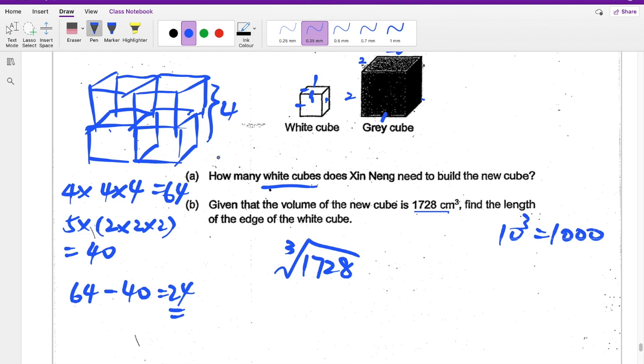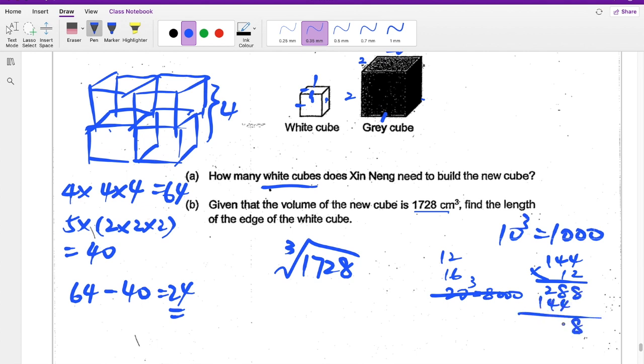We also know that the side should be a multiple of 4. It could be 12, 16, or 20, but 20 cannot be, because 20 cubed is 8000. So let's try 12, which is 144 times 12. 144 times 12 gives 1728. So the side of this one is 12.